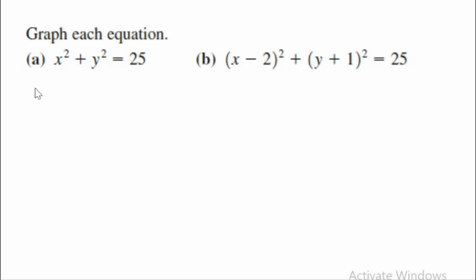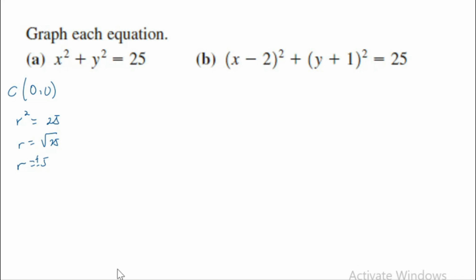Graph each equation. Letter A, we have x squared plus y squared equals 25. If this is the equation, then the center of the circle is at the origin. So I can write the center is the origin, and 25 is r squared. Solve for r, take the square root of 25, so r is equal to 5, or plus or minus 5. Later on, we're going to graph that one.